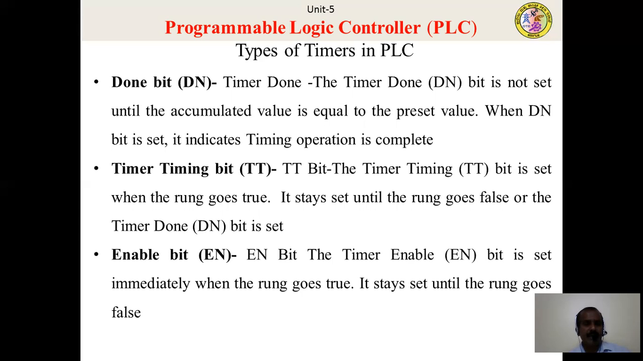What is timer timing bit? TT. The TT bit is set when the rung goes true. It stays set until the rung goes false or the timer done bit is set. What is enable bit? EN. EN bit or the timer enable bit is set immediately when the rung goes true. It stays set until the rung goes false.